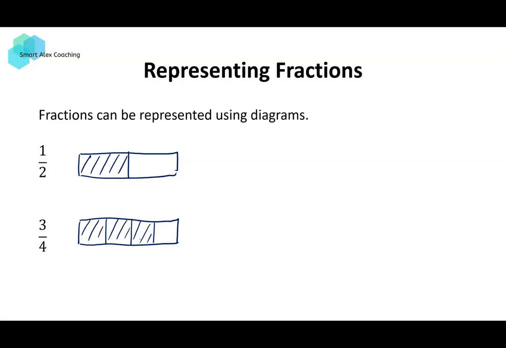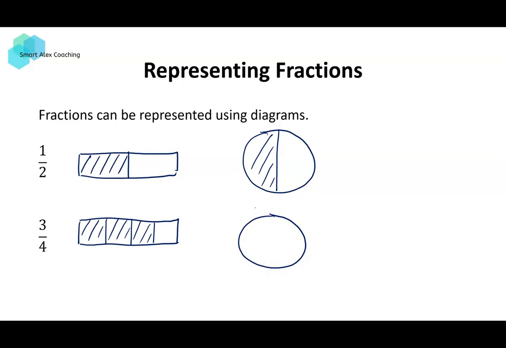However, when you represent fractions, it's not limited to using only rectangular bars. We can also use circles to represent a fraction. For example, I can have a circle. I divide it into 2 parts and I shade 1 part out of 2. This is a half. The fraction of 3/4 can also be represented using a circle divided into 4 equal parts, and we're going to shade 3 out of 4.